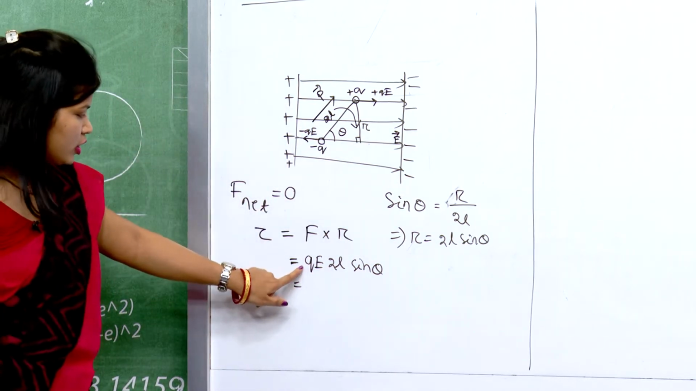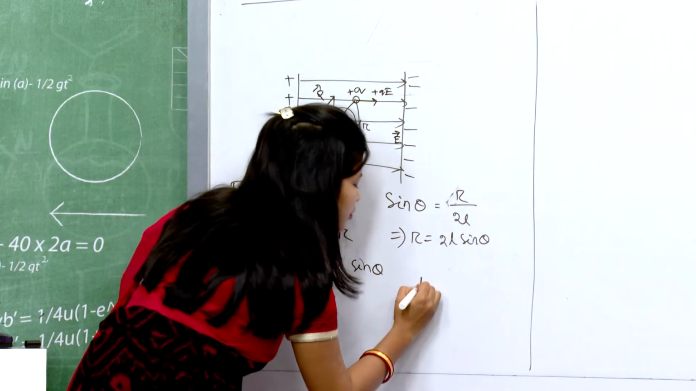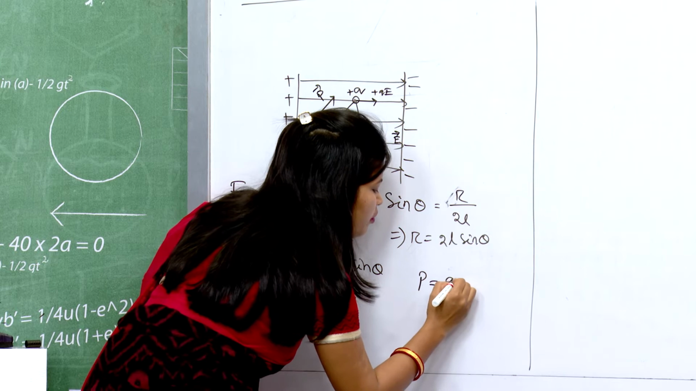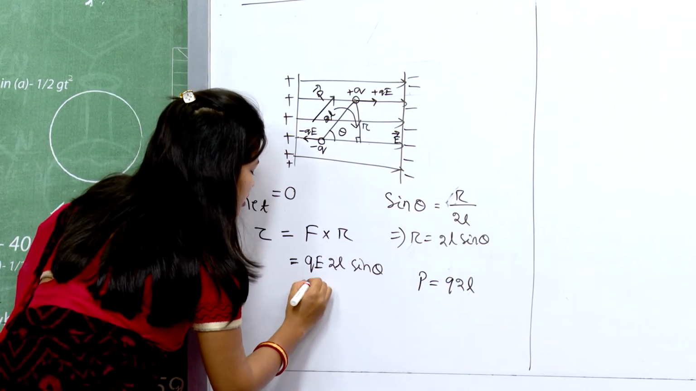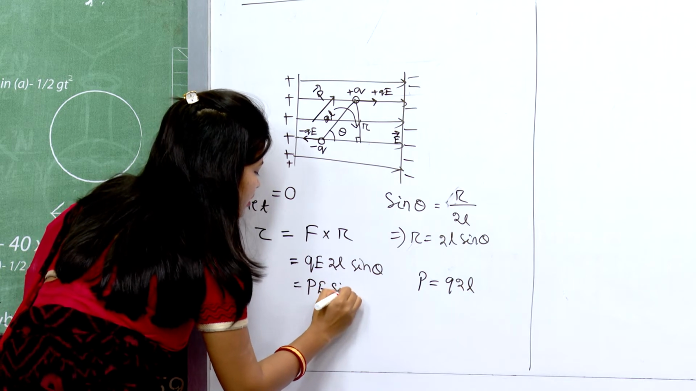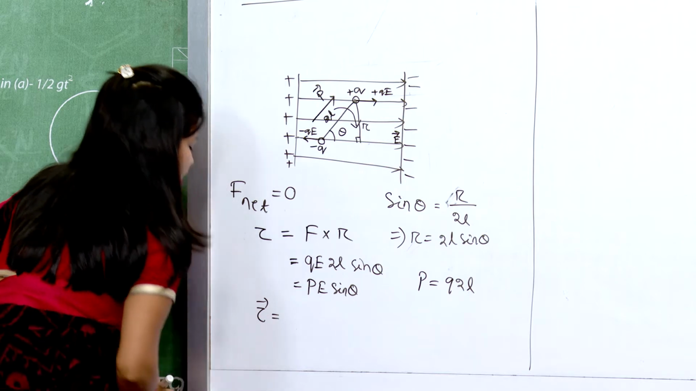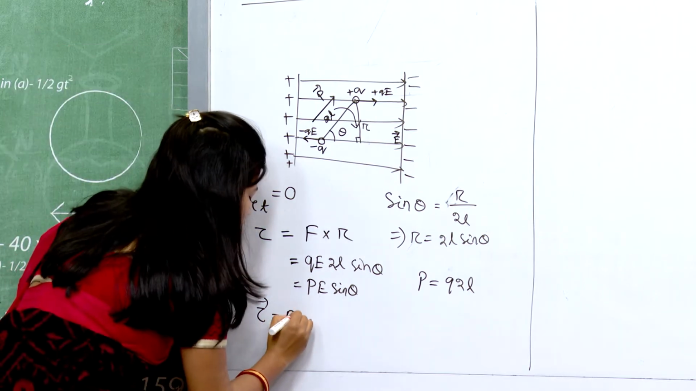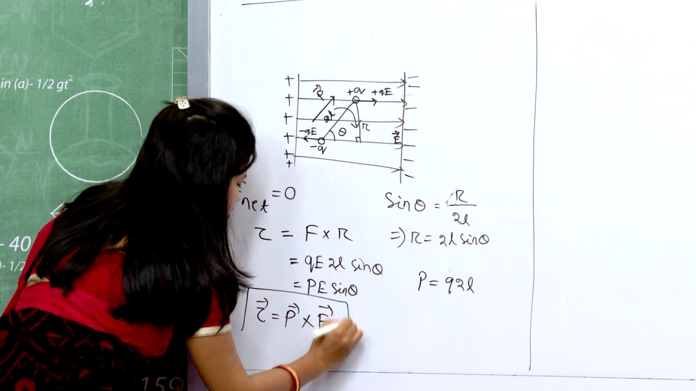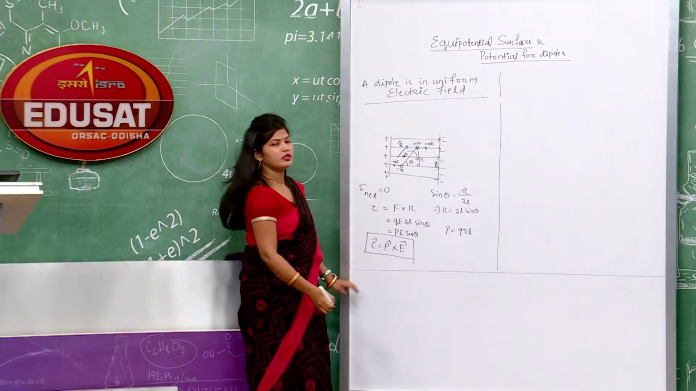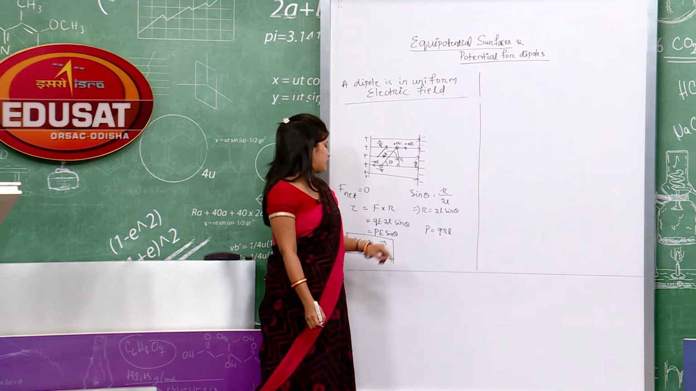And we know Q into 2L, charge into separation, is the dipole moment. So I can put here PE sin theta. In vector form, I can write tau vector is equal to P cross E. This is the expression of torque for the dipole.